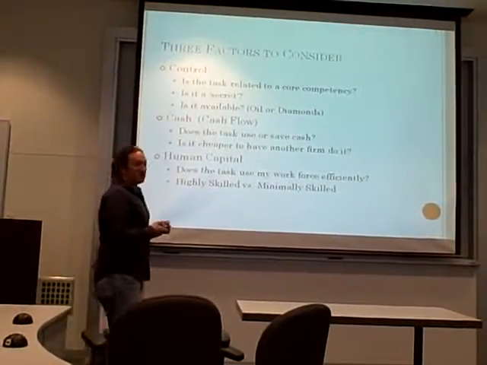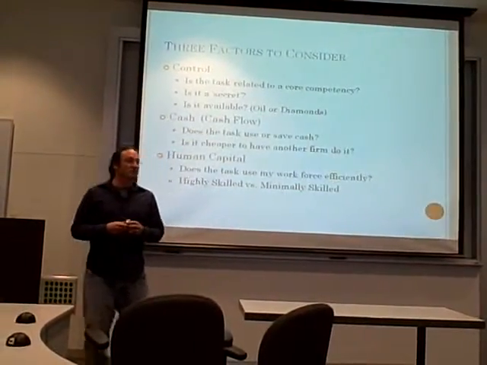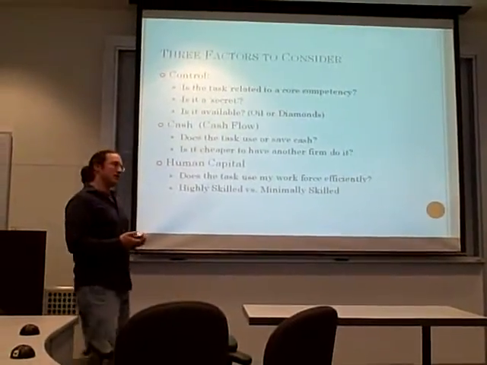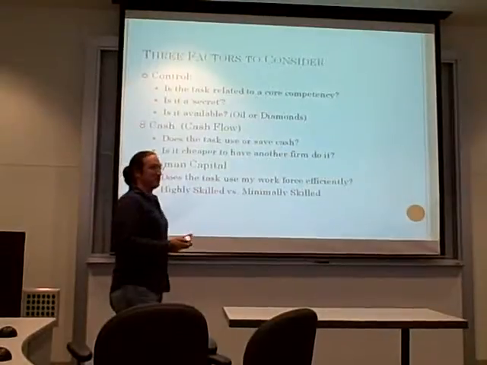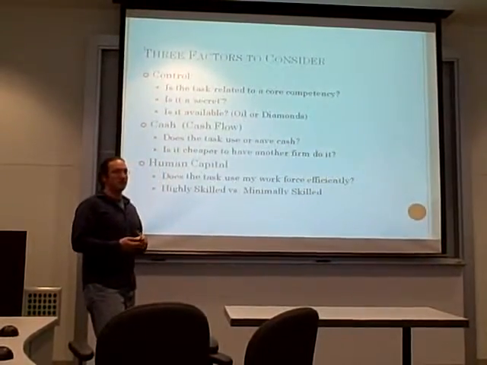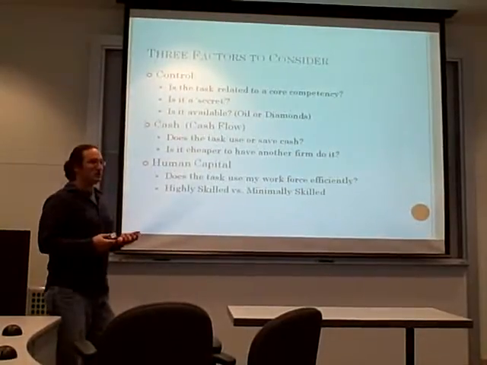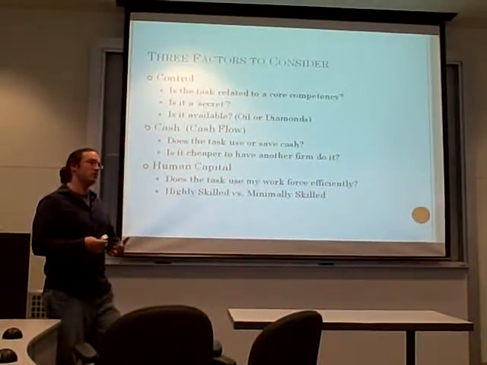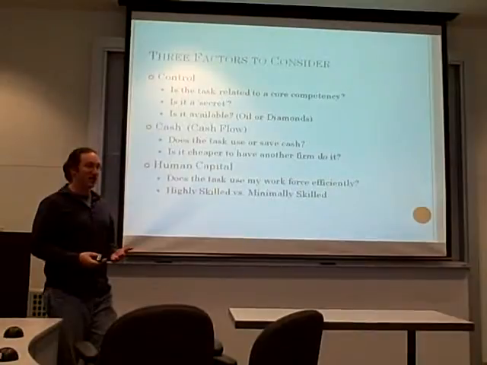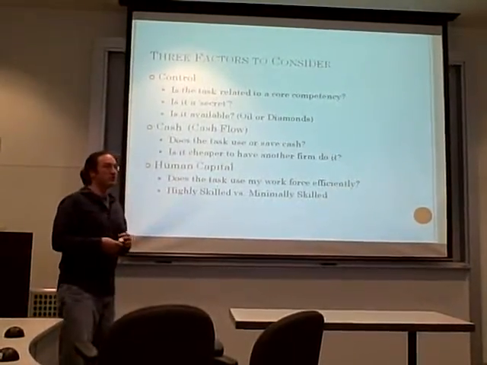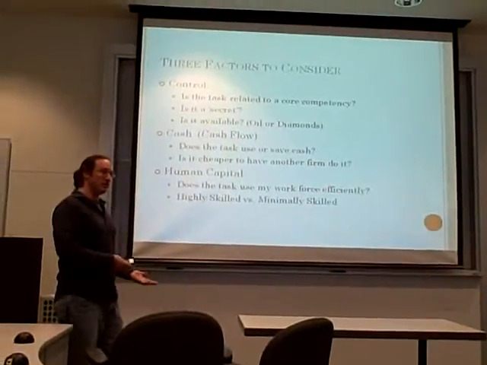There are three factors I want you guys to consider. The first factor is going to be the control factor. Where are these things? Is it something that I can take outside of my company? Is it something that I can only find somewhere else in the world? Then we're going to talk about cash in terms of cash flow, but also whether or not it frees up cash or whether I'm using cash to do the exercise. And then human capital. So is this going to take people to do, or is it going to free up people?